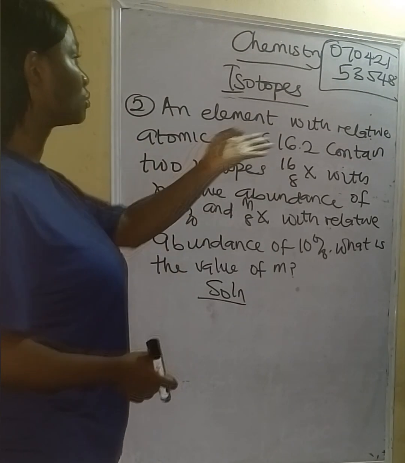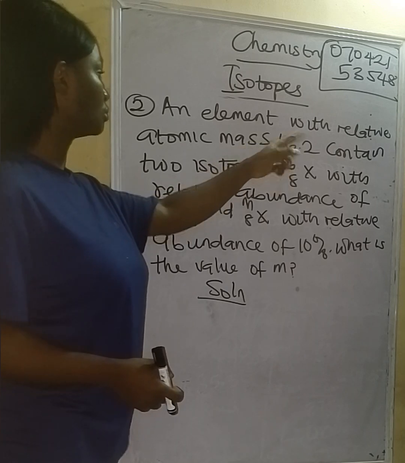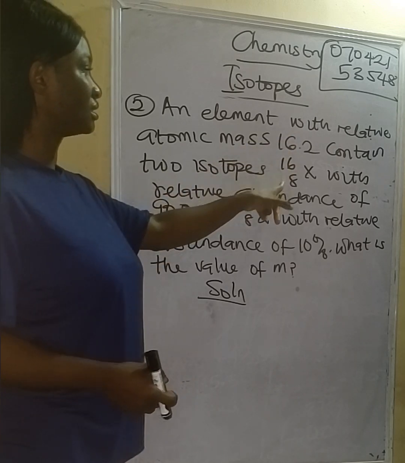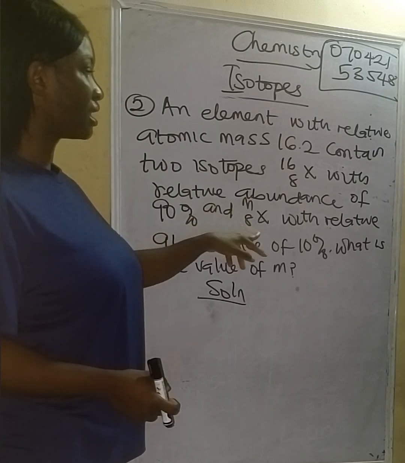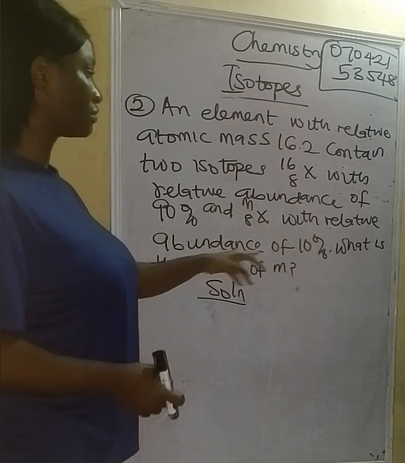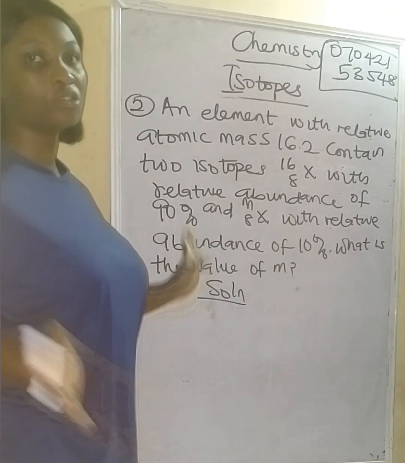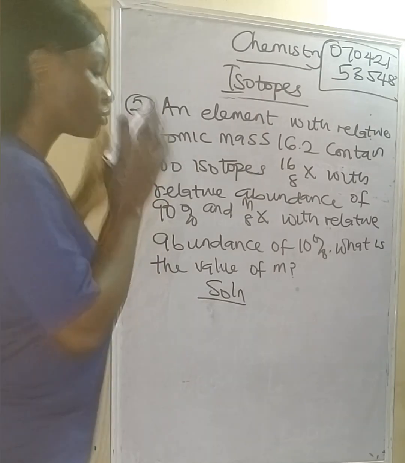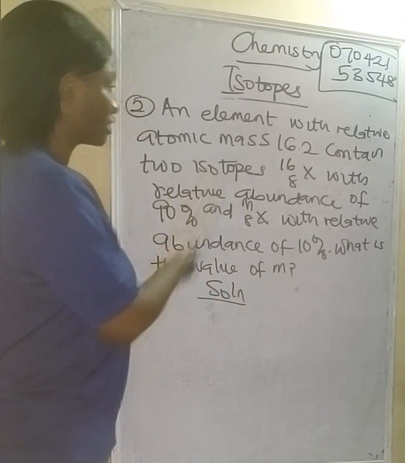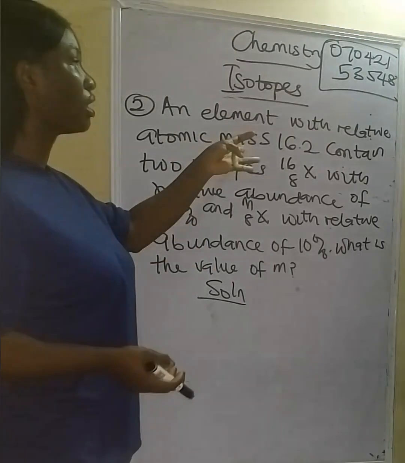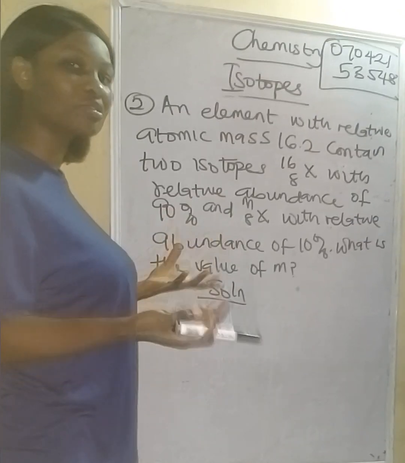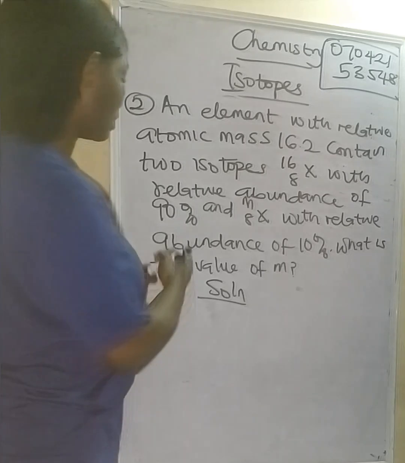An element with relative atomic mass 16.2 contains two isotopes, 16 8x with relative abundance of 90% and M 8x with relative abundance of 10%. What's the value of M? This is quite different from the first one. It's quite tricky, but we're going to get it. We're going to solve it the same way, but in this one they're giving the relative atomic mass, but we have to find what? M.